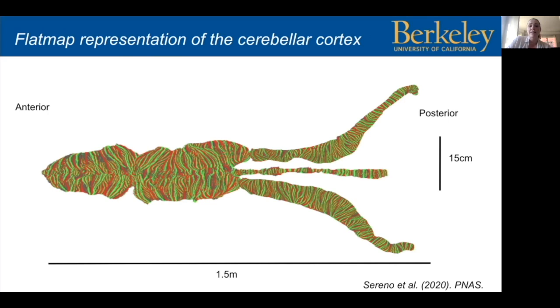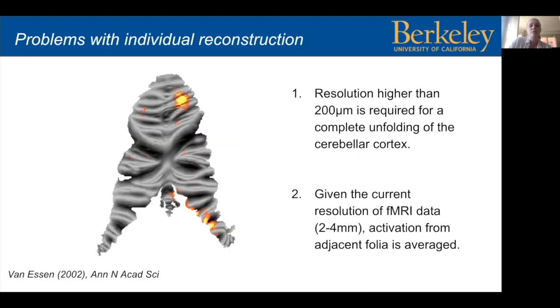When this reconstructed volume is flattened, it is estimated at 78% of the surface area of the entire human neocortex. However, due to the current constraints of imaging techniques, it's really not feasible to resolve down to the level of individual folia in our research participants. And even when the cerebellum is resolved to the level of groups of folia rather than individual folia, a resolution higher than 200 microns is required for complete unfolding. And furthermore, the typical resolution of functional imaging data is between 2 to 4 millimeters isotropic. Therefore, the activation from adjacent folia is averaged.